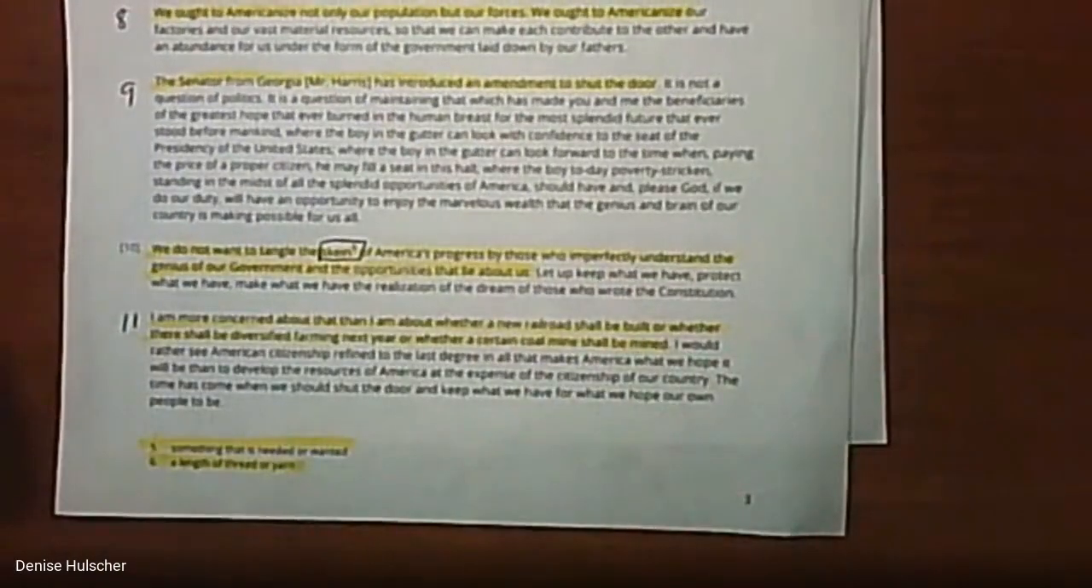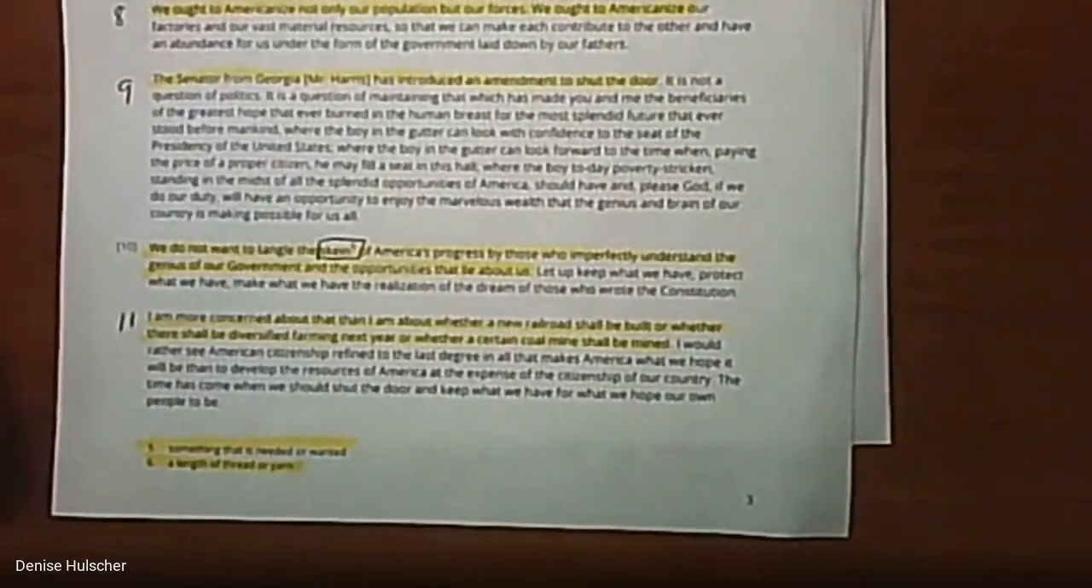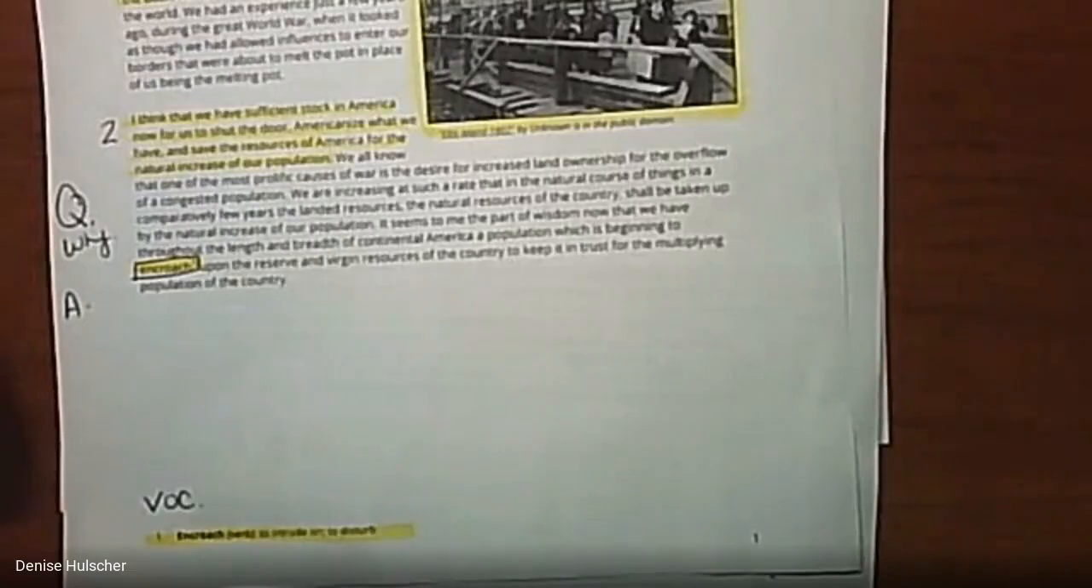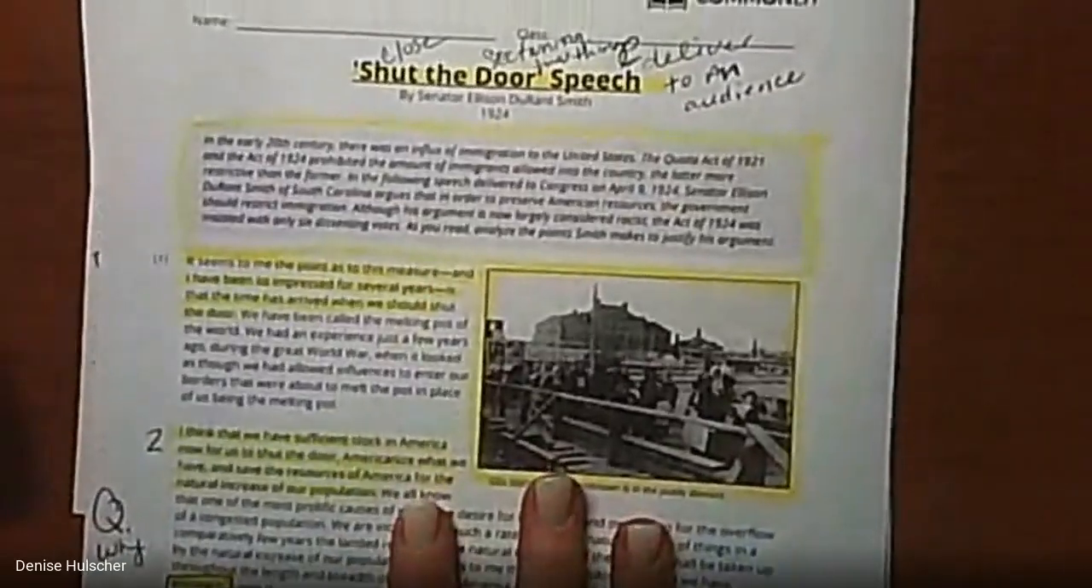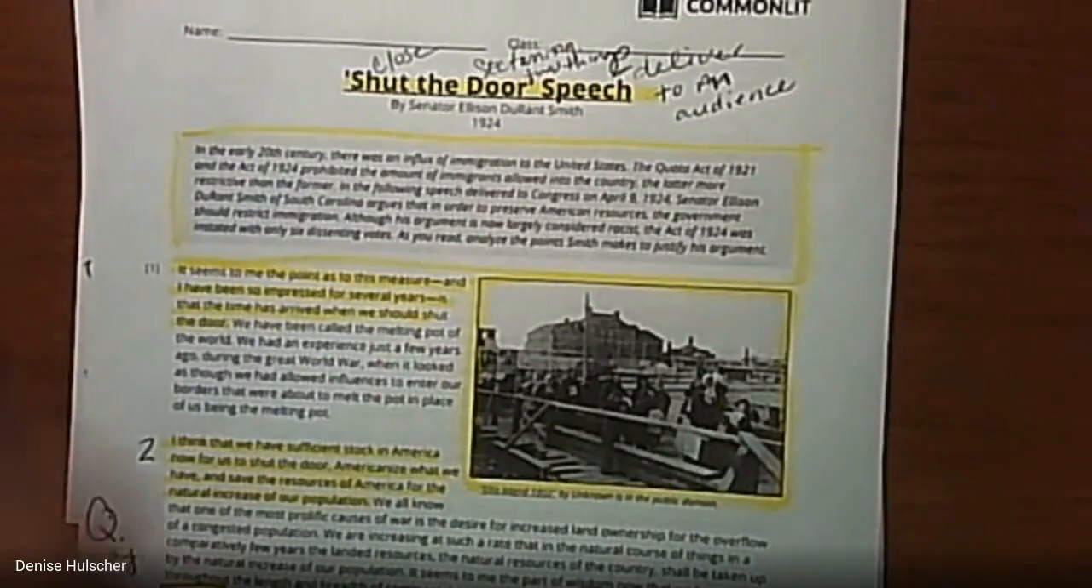Okay, so there's where we're at. As I start to read that, I'm already thinking about some ideas of what I think it really means to shut the door. And they're talking about revitalization. So what do you think that shut the door means now? What are they shutting?